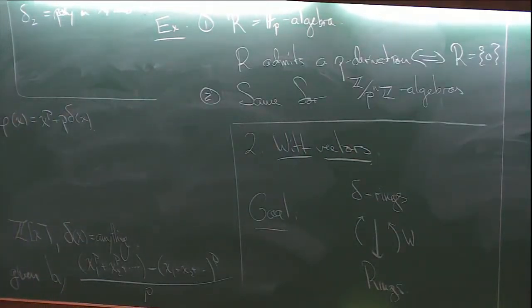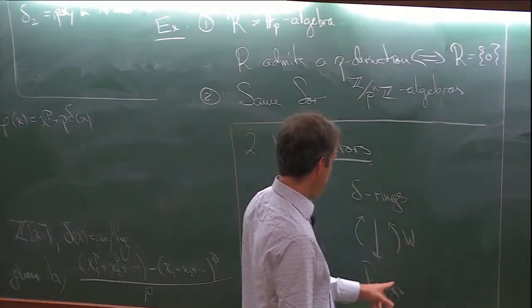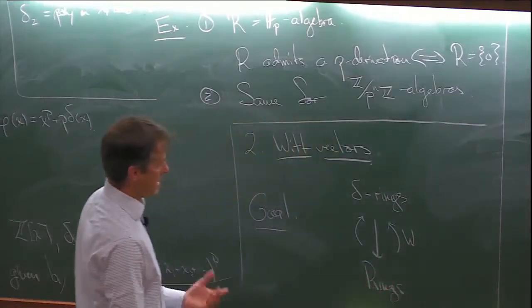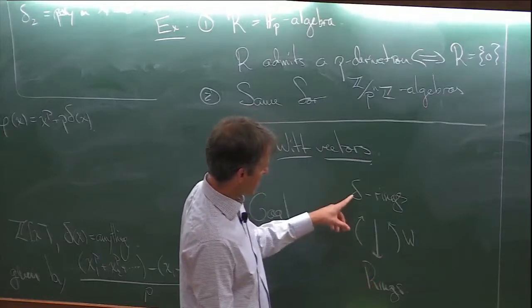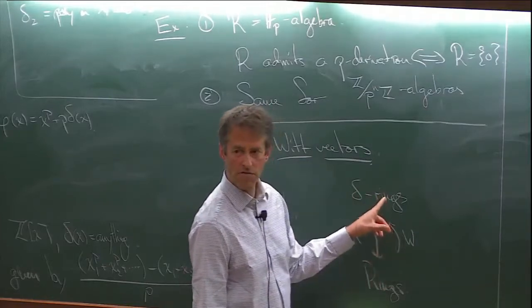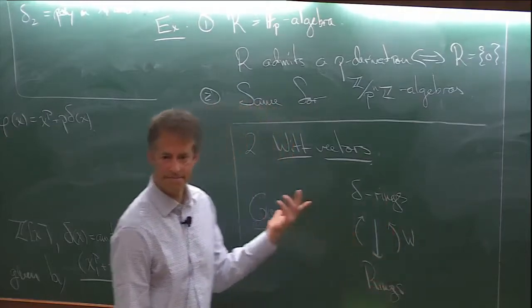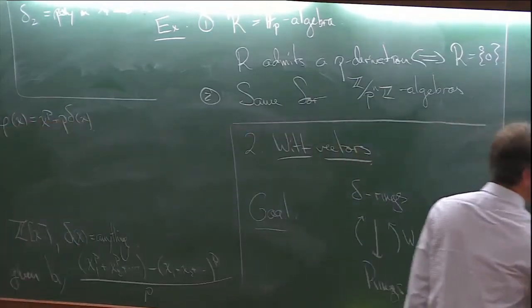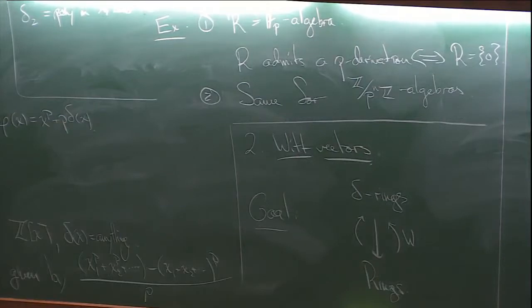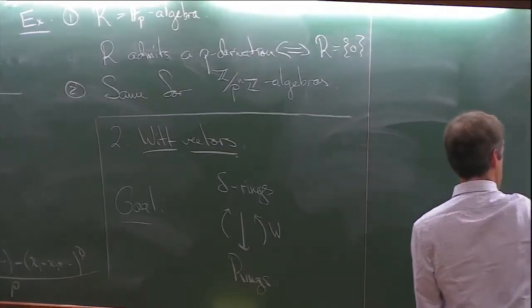If you want a slogan, you could say the Witt vector ring of a ring A, W of A, is the co-free delta ring co-generated by A. Left adjoints are kind of free objects, right adjoints you might call co-free objects. There's a definition in one sentence. Okay, I'll expand on that, and in fact, you don't even really need to know any category theory to understand things.